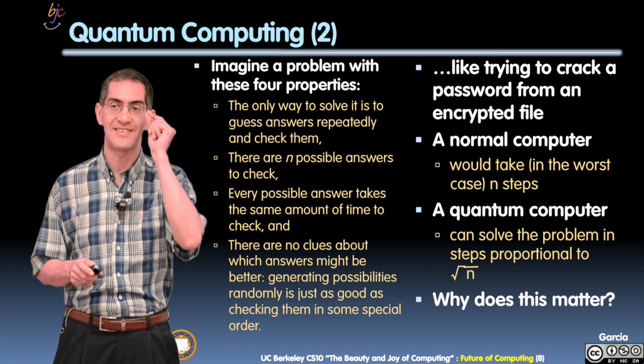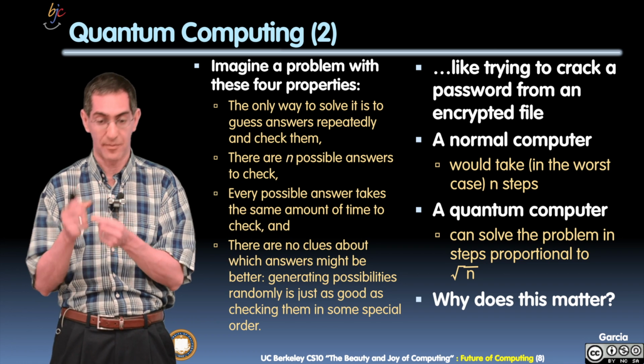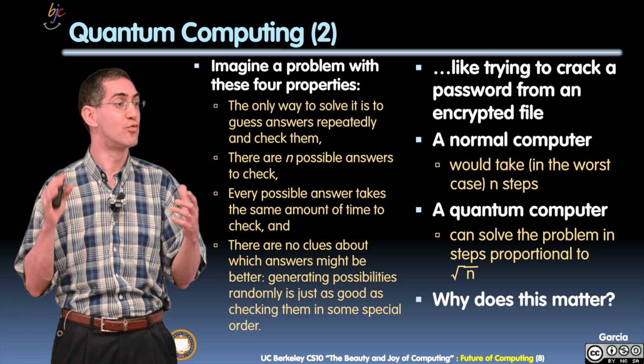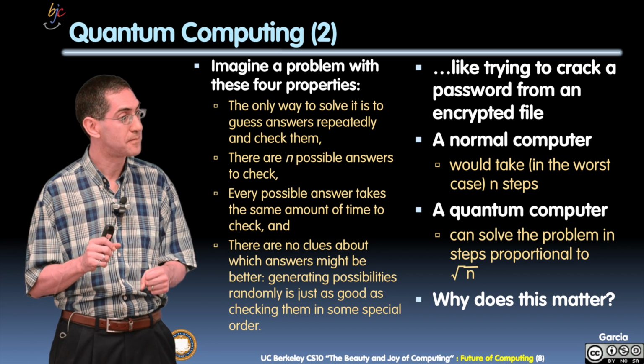That's 2 to the 72. With 72 bits, each bit can be one of 2 possibilities. That's 2 to the 72 possible passwords. That's a really big space.